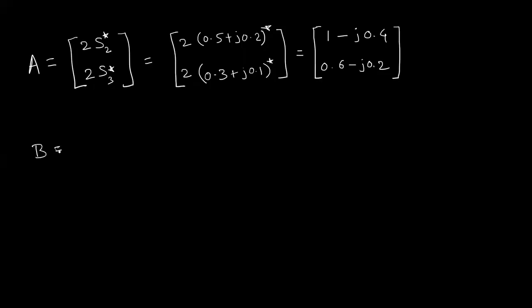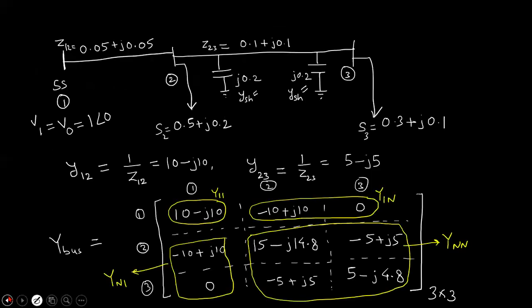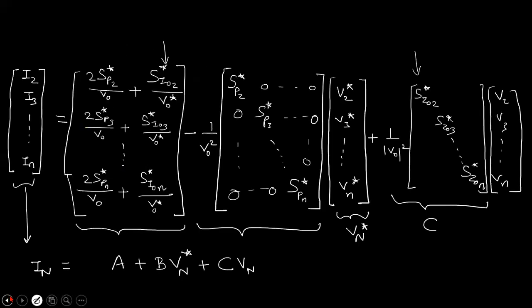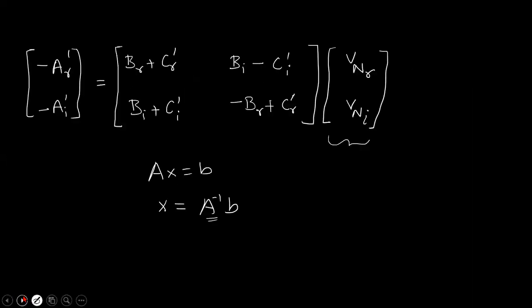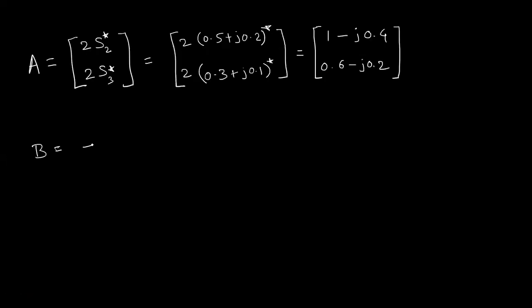B matrix, let us derive that. So B matrix is 1 upon V naught square, that is 1. Here, remember that there is a negative sign here, and it is the diagonal. The S2 and S3 conjugate are in a diagonal, and outside there is a minus sign. So let me write that. Outside there is a minus sign, and here we have a diagonal matrix S2 conjugate and S3 conjugate. So that basically denotes this one.